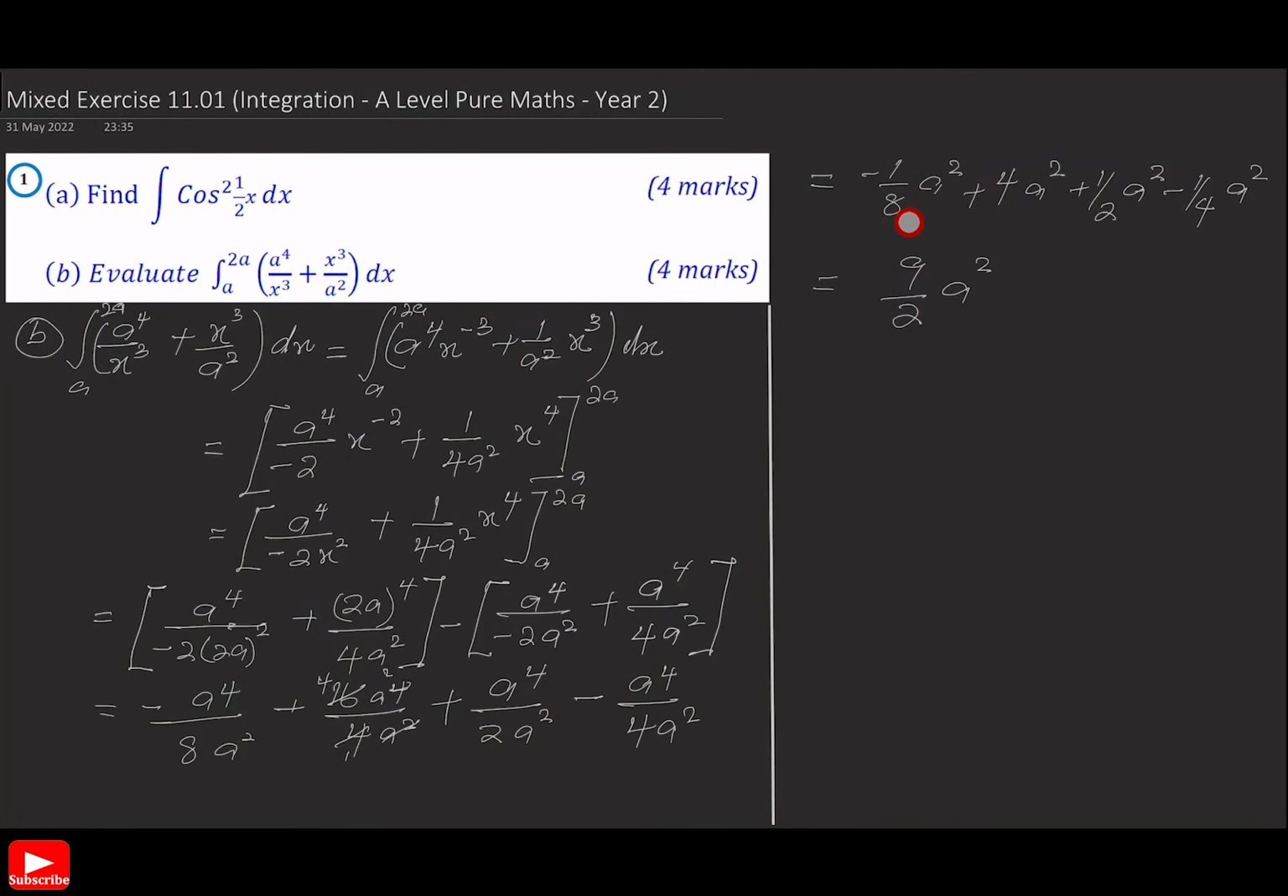Now I have 4a squared plus half a squared, and that will give 9 over 2a squared, and then minus 1/8 a squared minus 1/4 a squared will give minus 3 over 8 a squared. 9 over 2a squared minus 3 over 8a squared, when evaluated, will give 33 over 8a squared. And that is the required definite integral for question 1b.